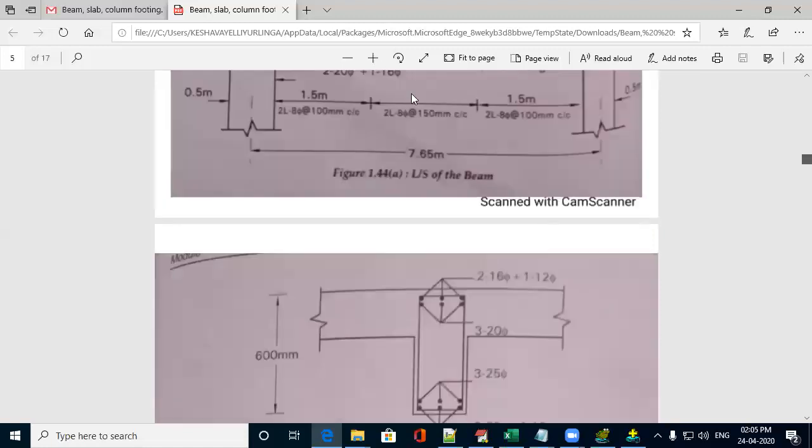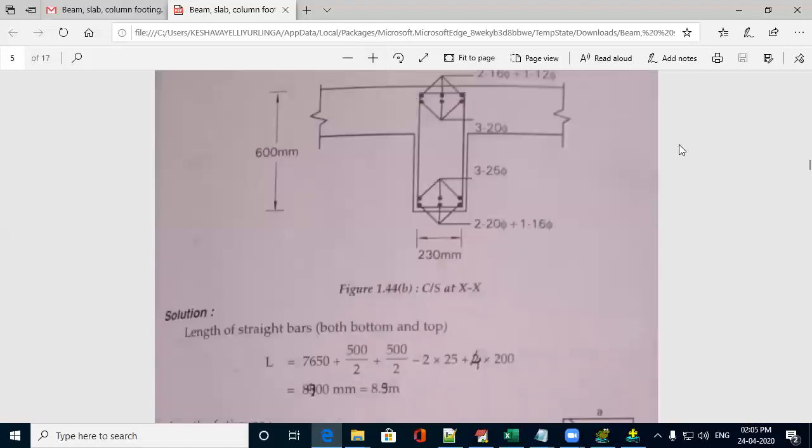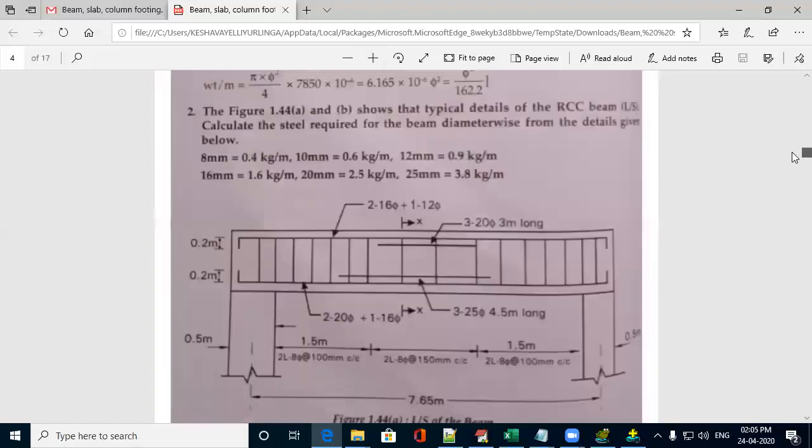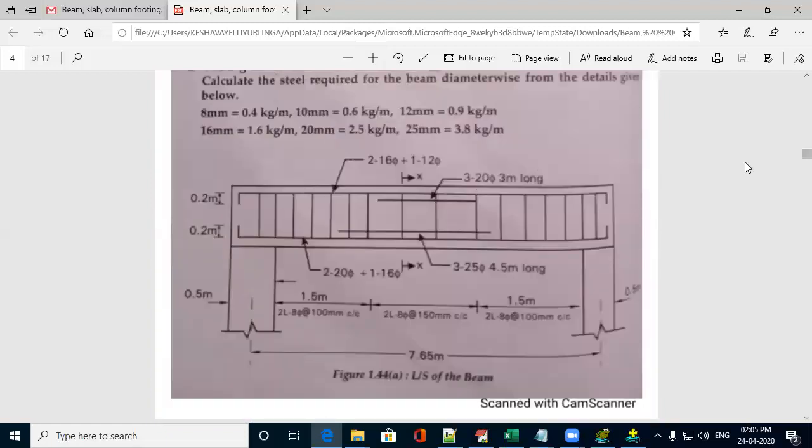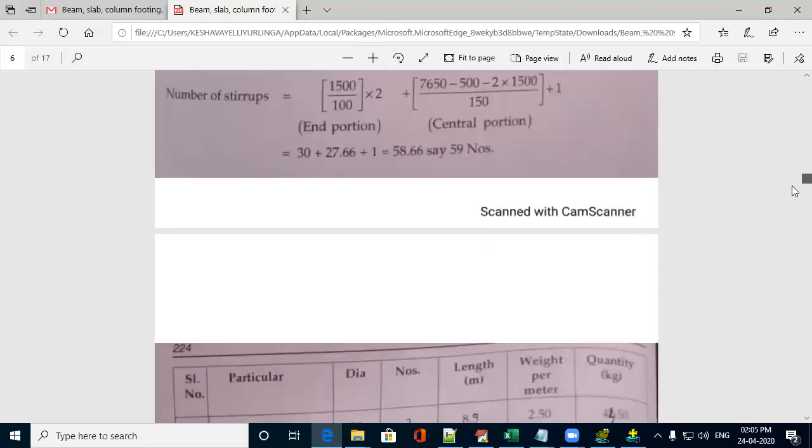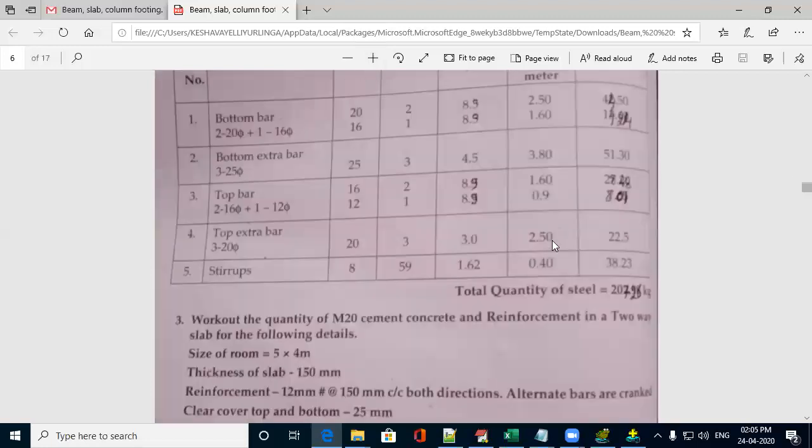See this one. These three extra bars of 20 mm diameter. Here also you can see these bars are 3 meter long. Weight per meter of that 20 mm diameter will be 2.5 kg. Similarly, you will get this. Stirrups, they are of 8 mm diameter. We have calculated it as 59 numbers. One stirrup length comes to 1.62 meters, and weight per meter of 8 mm diameter is 0.4 kgs per meter. If you multiply these three, you will get this value.